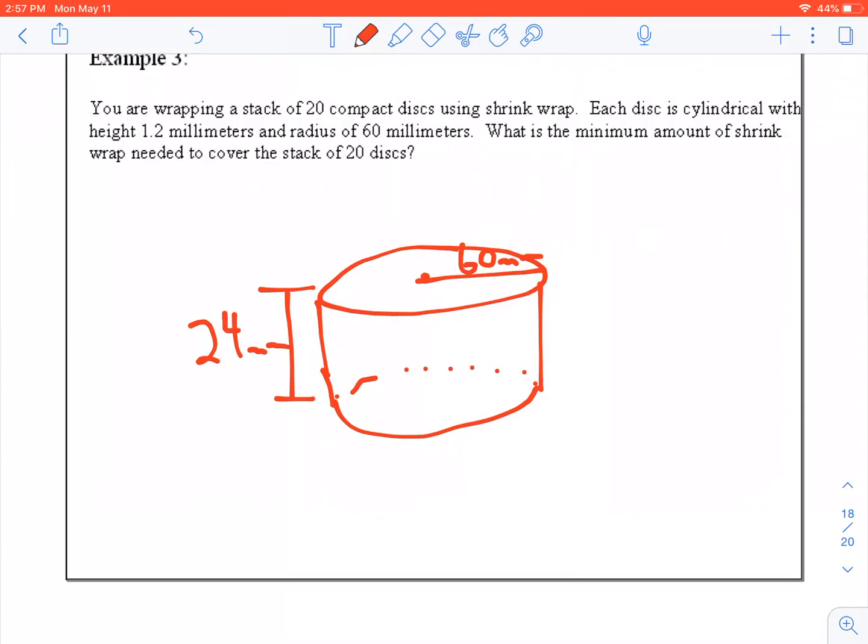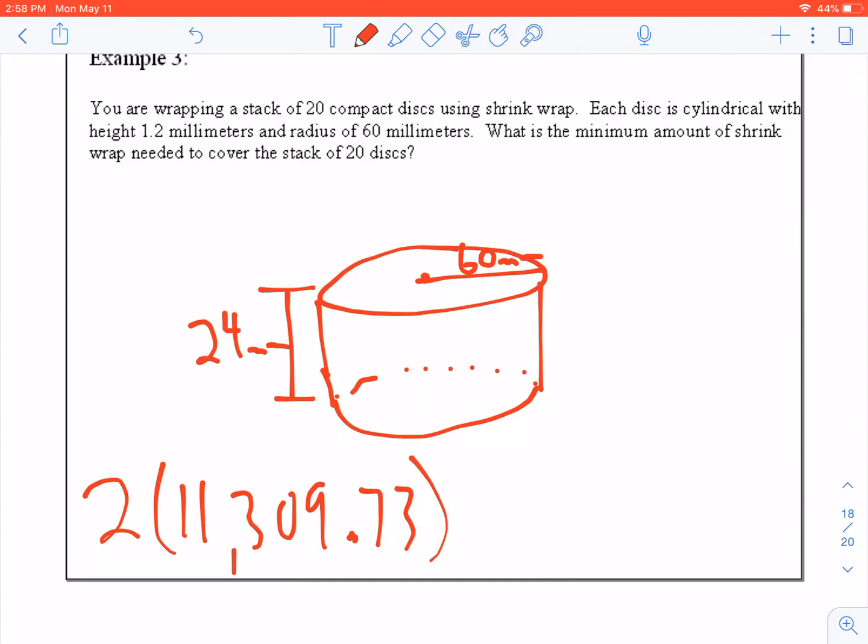So, formula: 2 times the area of your base. Well, your base is a circle, so it is pi times 60 squared. So we get an area of the base that is 11,309.73, plus the circumference, which is 2 times pi times 60. So that is 376.99, times the height between those bases. The height between our circles is 24.